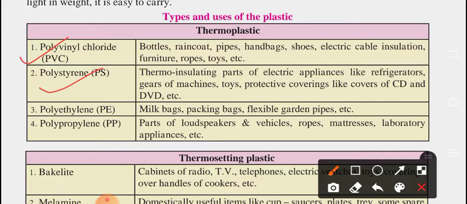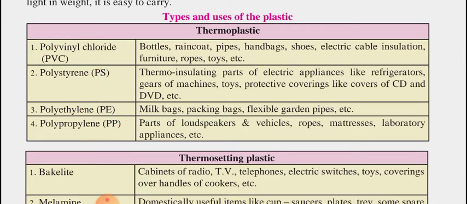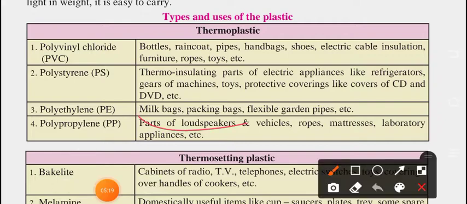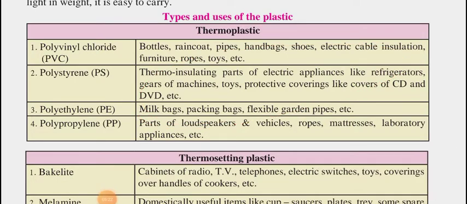Its use comes in toys and protective coverings like covers of CDs, DVDs, etc. Then polyethylene: milk bags, packing bags, flexible garden pipes, etc. Then polypropylene: parts of loudspeakers, vehicles, ropes, mattresses, laboratory appliances. With all this, thermoplastic gets used.